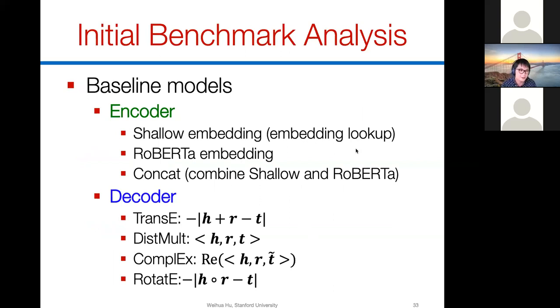The encoders we use include shallow embedding, which is basically just an embedding lookup of the entities and relations. We also utilize the RoBERTa embedding, and we have a concat scenario where we combine the shallow embedding and the RoBERTa embedding, concatenating them and merging them in a nice way. For the decoder, we use 4 very widely used state-of-the-art decoders, including TransE, DistMult, ComplEx, and RotatE. These take the embeddings of the head, relation, and tail, and output a scalar that evaluates the likelihood of the triple.